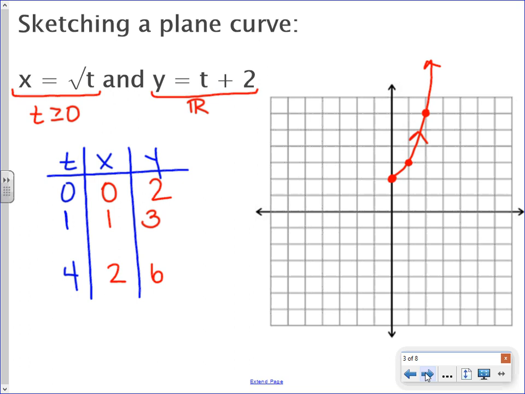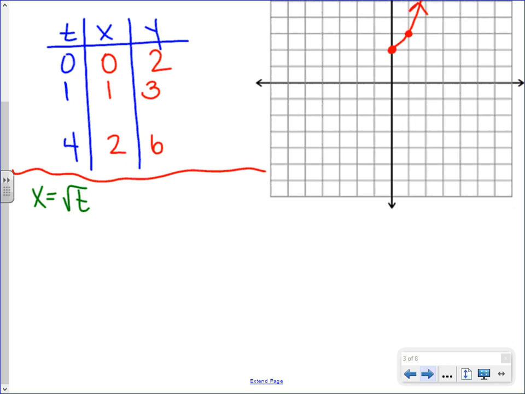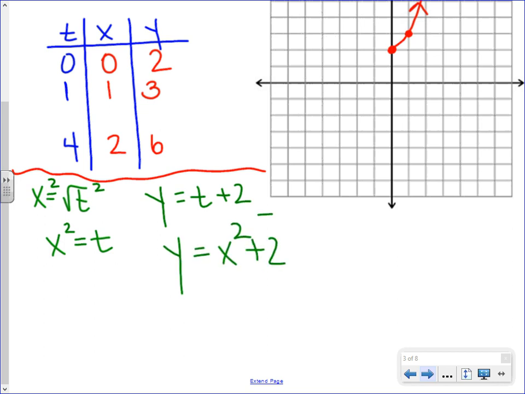Okay, if we choose the x, it's going to give us a nice quadratic equation, and let's see what that looks like. If we take x equals radical t, and we solve for t, that means t equals x squared. Well, if y equals t plus 2, then hey, y equals x squared plus 2. Boom, we're done.